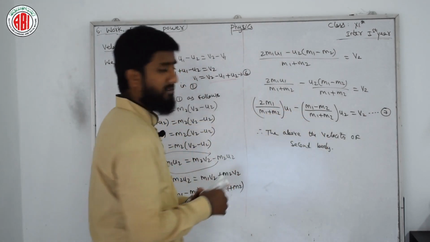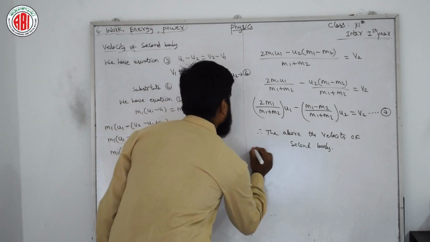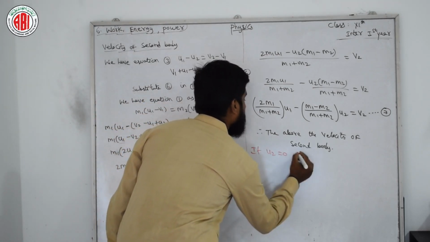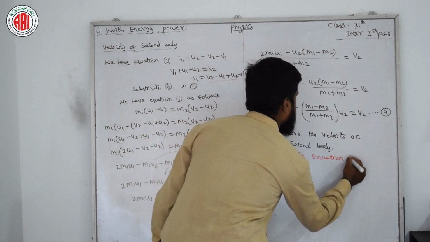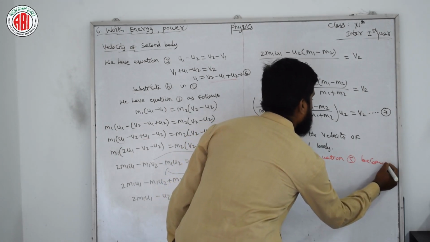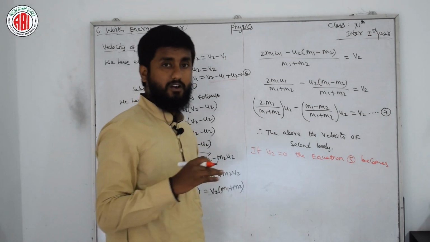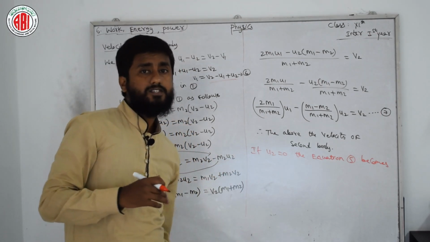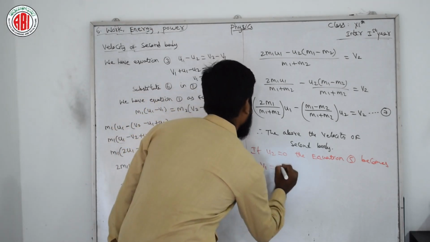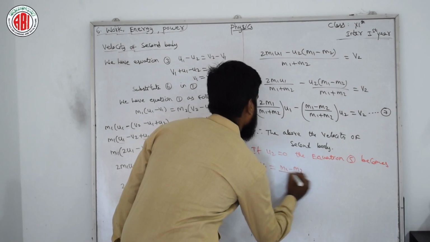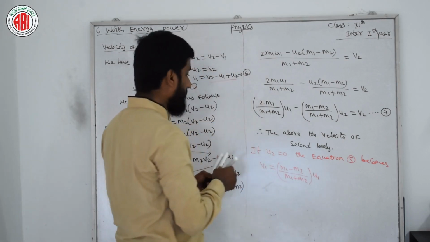Now we need a small tag: if u2 is equal to 0, supposing u2 is equal to 0, then what does equation 5 become? First we need to know equation number 5. I already wrote equation 5, but I am writing here that equation 5 becomes v1 equals m1 minus m2 by m1 plus m2, and here u1 is common if u2 is 0.